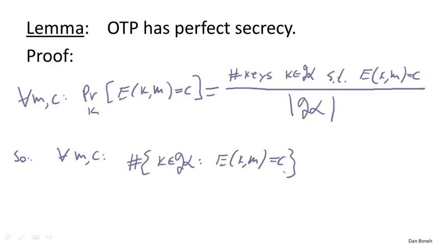In other words, I'm looking at the number of keys that map M to C. Suppose this number happens to be a constant. So say it happens to be 2, 3, or 10, or 15. It just happens to be an absolute constant. If that's the case, then by definition, for all M0 and M1 and for all C, this probability has to be the same, because the denominator is the same, the numerator is the same, it's just this constant, and therefore this probability is always the same for all M and C. And so if this property is true, then the cipher has perfect secrecy.